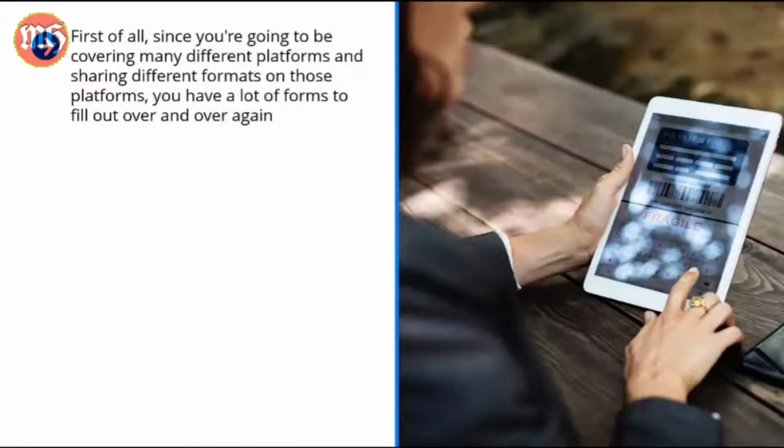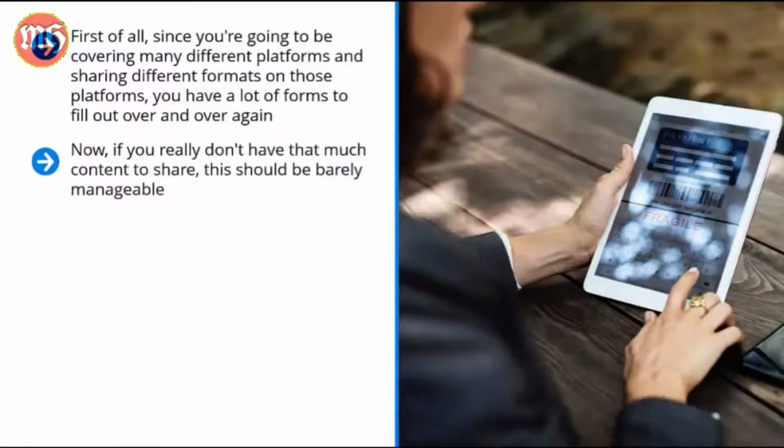Sure, you may have created an account, one for each of those platforms, but submitting to those places requires you to fill in forms. Posting on Facebook involves form filling. Now, if you really don't have that much content to share, this should be barely manageable. But if you're looking to maximize your visibility by publishing on your social media accounts several times a day, you need to automate. Unfortunately, simply plugging in information into content publishing tools is not going to do you much good.